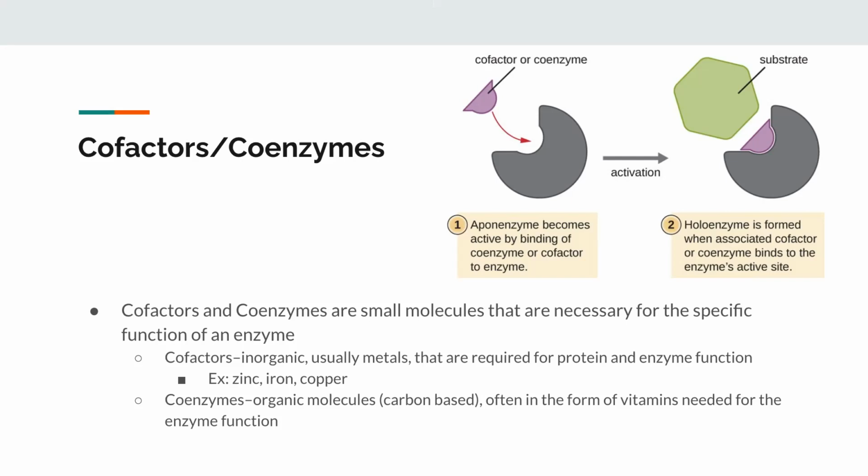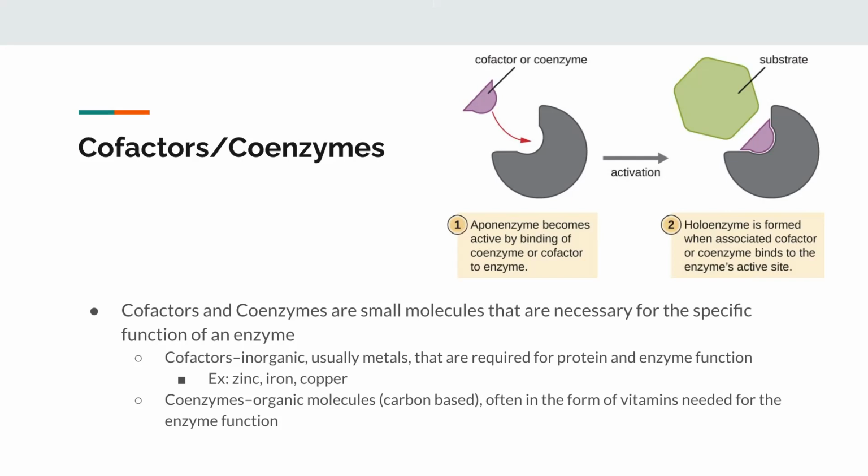The other option is a coenzyme, which is an organic molecule, which means that it's carbon-based, often in the form of vitamins, that are needed for the enzyme to carry out its function. Right, so vitamins are a good example of a coenzyme. I just remembered from Biochem 423, we talk about how vitamin C is a big example of a coenzyme.